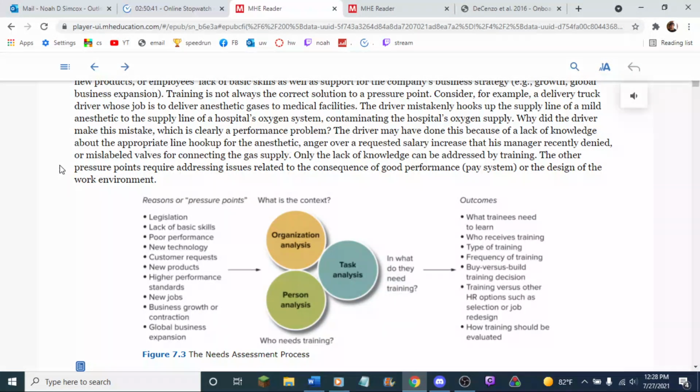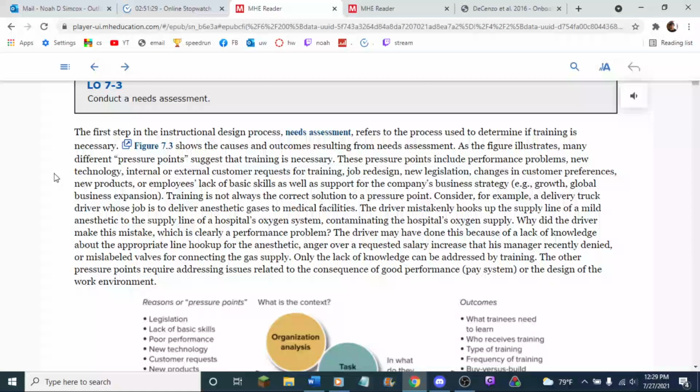Reasons or pressure points: legislation, lack of basic skills, poor performance, new technology, customer requests, new products, higher performance standards, new jobs, business growth or contraction, global business expansion. Context: organization, task, person, and what do they need training on. Outcomes: what trainees need to learn, who receives training, type of training, frequency of training, buy versus build training, decision of training versus other HR options such as selection or job redesign, how training should be executed.